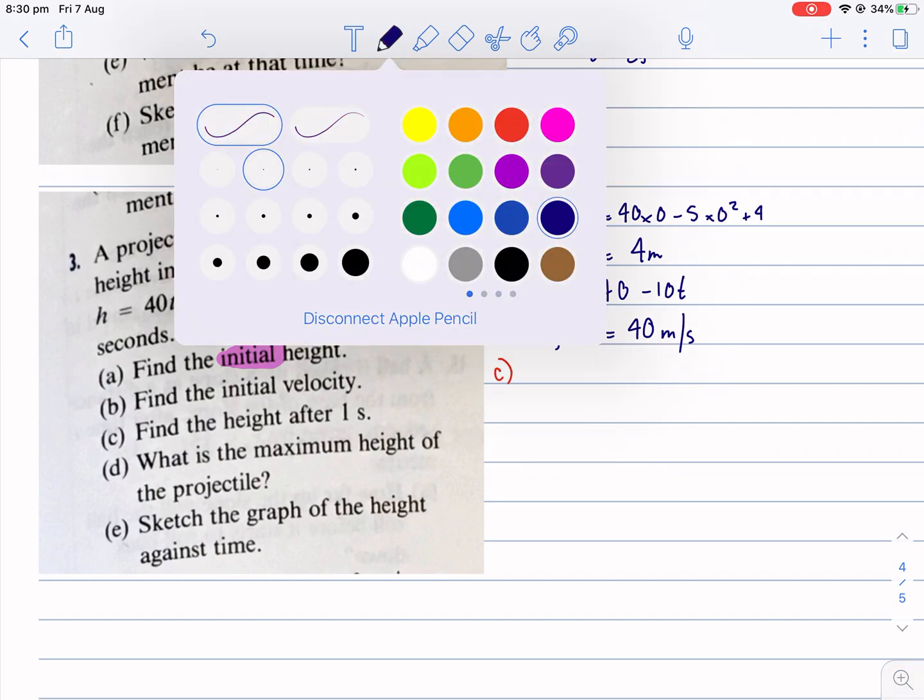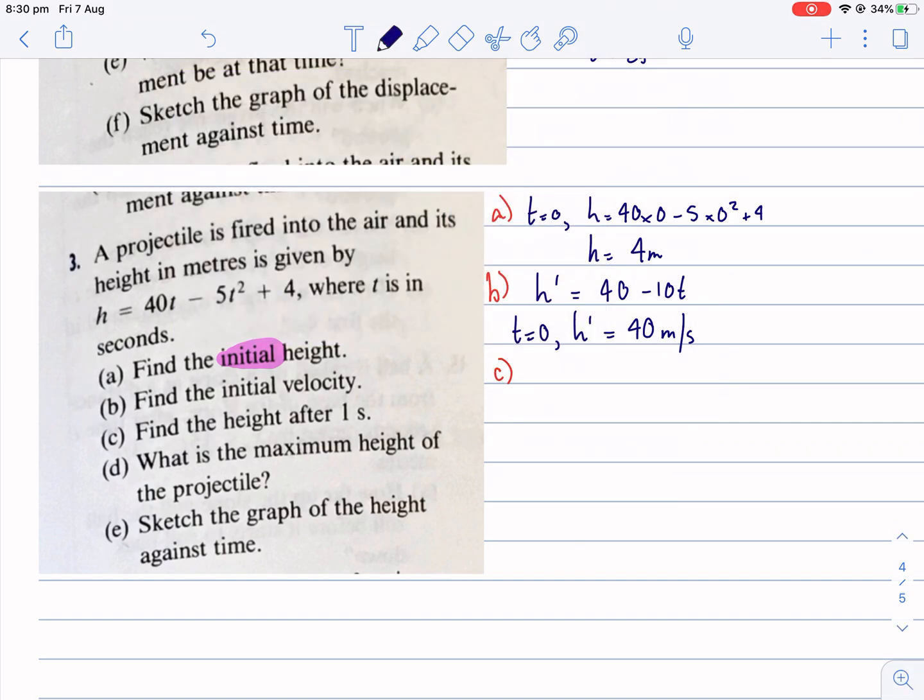C. Height after 1 second. t equals 1. h equals 40 times 1, take 5 times 1 squared, plus 4. 39 meters.